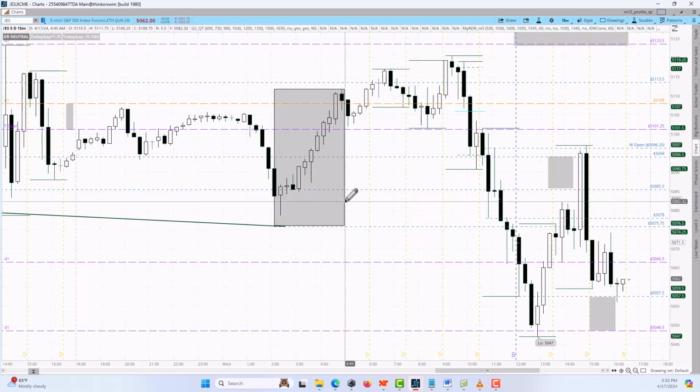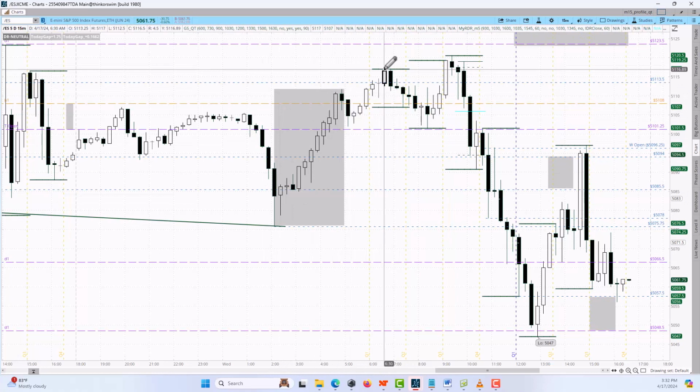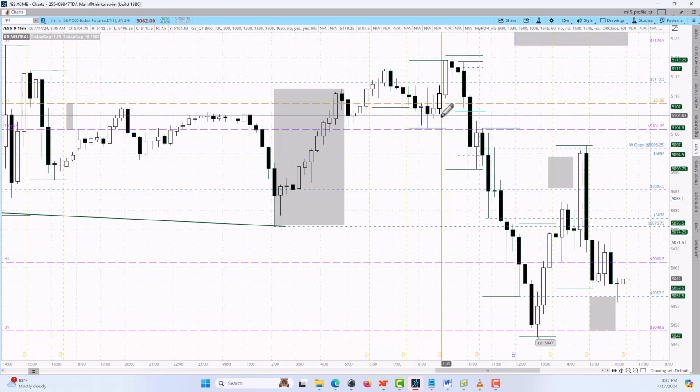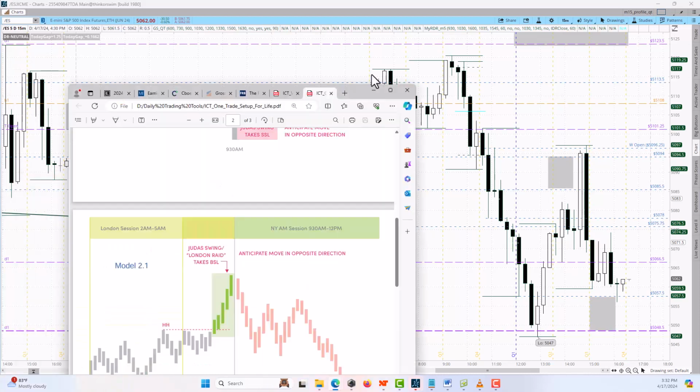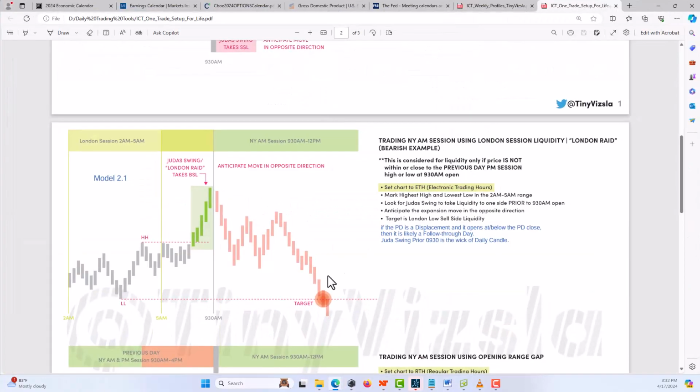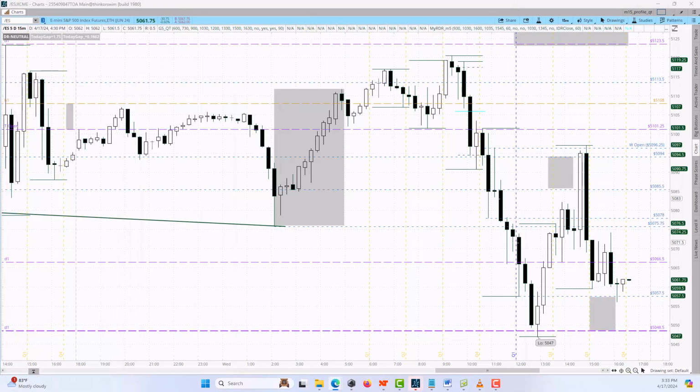So this is the London. You see it raids one and raids one more time, boom, going down. So the model right here, this model 2.1 can be applied, but we're not sure, so that's the reason why we don't trade short. We will try to go long. That's our mistake we made right there.